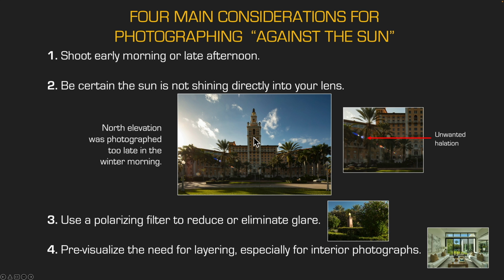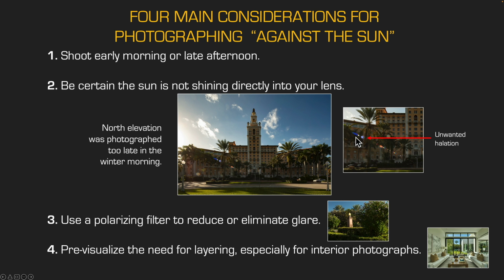So let's review the four main considerations for photographing against the sun. One, you need to shoot early morning or late afternoon so that two, the sun is not shining into your lens. This is what happens if you do that. Here's a north elevation photograph taken too late in a winter morning. The sky is burned out and you can try to layer something like that, but it's not going to look very good. Worse, when you've got that sun coming into your lens, you're going to get this halation and it also flattens out.